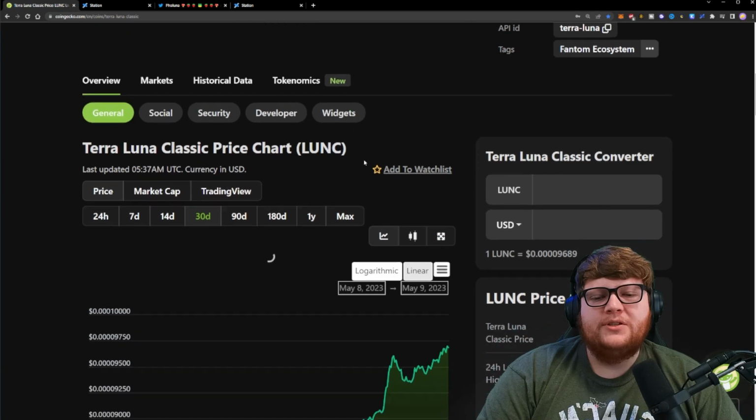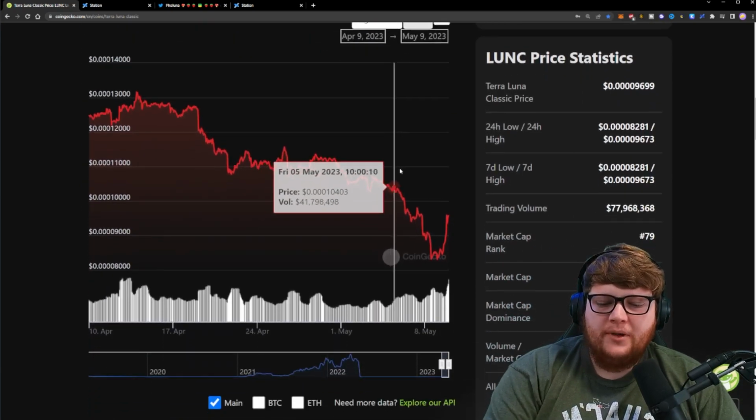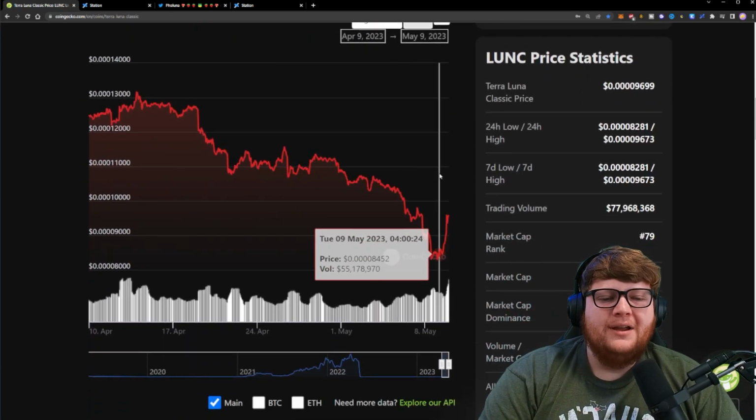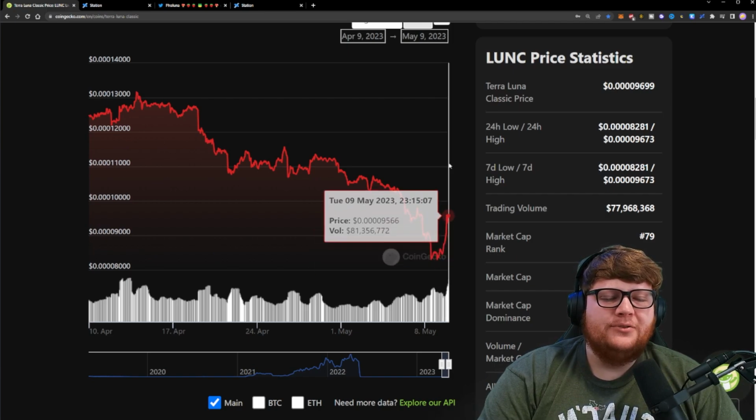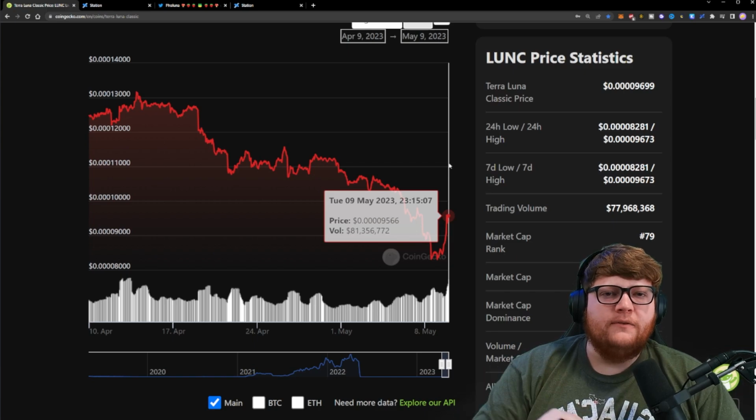So obviously, when we zoom out, Terra Luna Classic has had a rough time, but we are starting to see recovery. We bottomed out at about the 8.5 level, and we have since recovered, almost going up to about 9.5. So a nice little recovery for Terra Luna Classic.